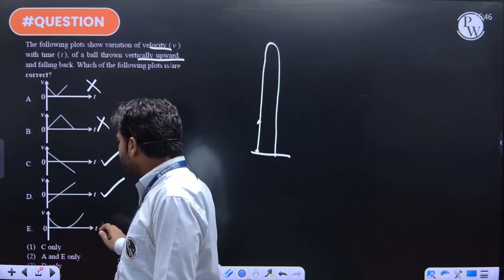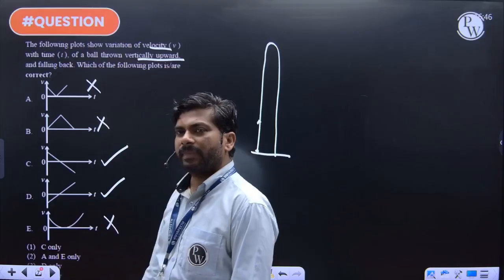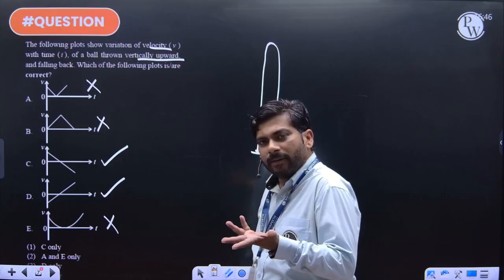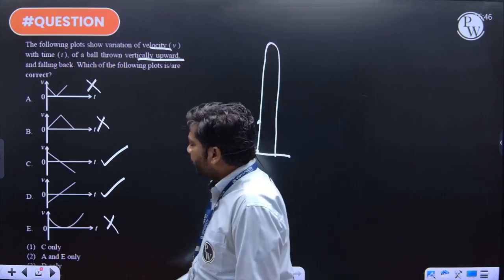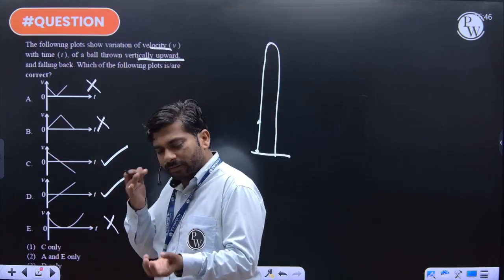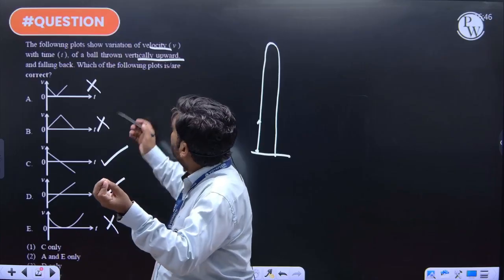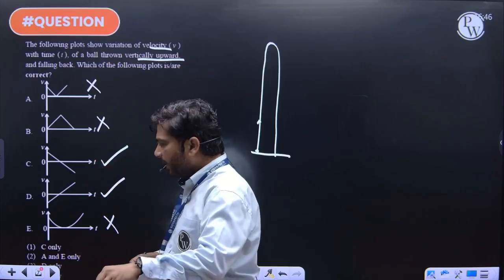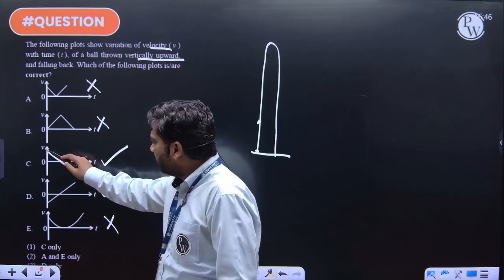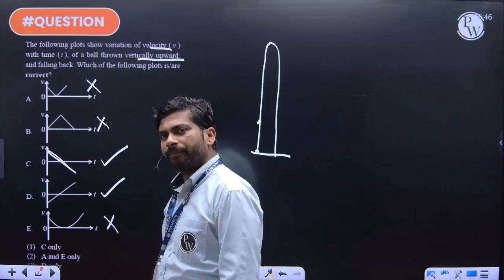Here also the slope is changing, so this cannot be the option. Now think, you are throwing an object up. What is going to happen? You are throwing it with certain velocity. Upward we are taking positive and downward we are taking negative. So here the slope is negative. First one, slope is negative, right or not?